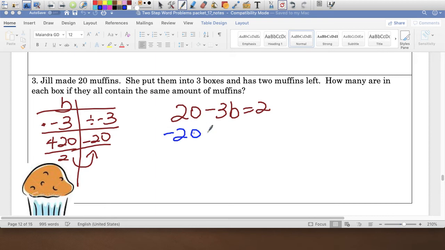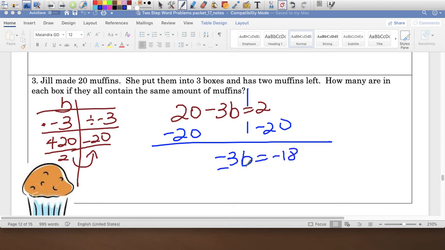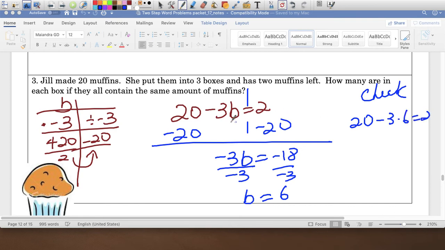So minus 20, minus 20. Negative 3b equals negative 18. Divide by negative 3, divide by negative 3. b equals 6. Check. 20 minus 3 times 6 equals 2, right? I replace the b with 6. 20 minus 18 equals 2, and 2 equals 2, so we're good.